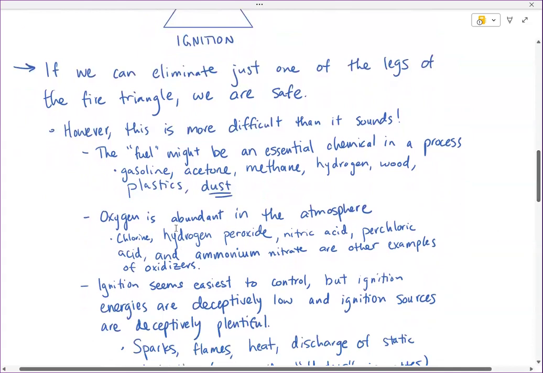And that's not even to mention that oxygen is only one of the possible oxidizers, right? We could still oxidize with chlorine, hydrogen peroxide, nitric acid, perchloric acid, etc. So just because you've removed the oxygen does not mean that you've removed the hazard. It also requires being aware of what the oxidizers are, and not storing oxidizers next to flammable materials, for example.